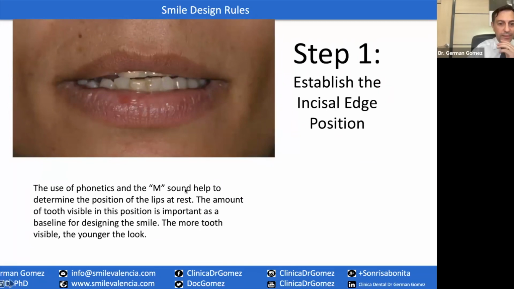The use of phonetics and the M sound helps to define the position of the lips at rest. The amount of tooth visible in this position is important as a baseline for designing the smile. The more tooth visible, the younger is the look. Here it's an old look. Okay, so you tell the patient, hey, say M, and then after the M, you see what you see.